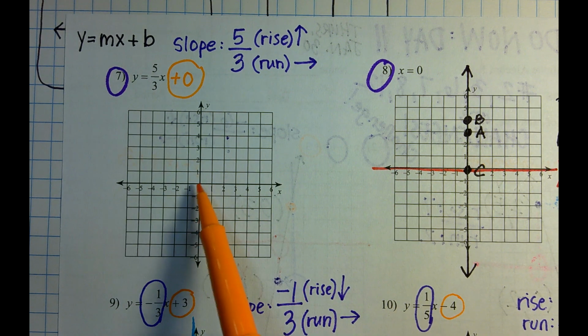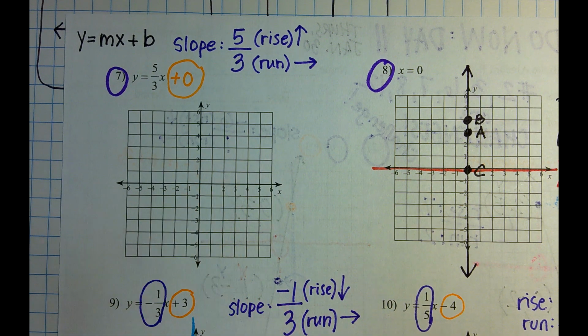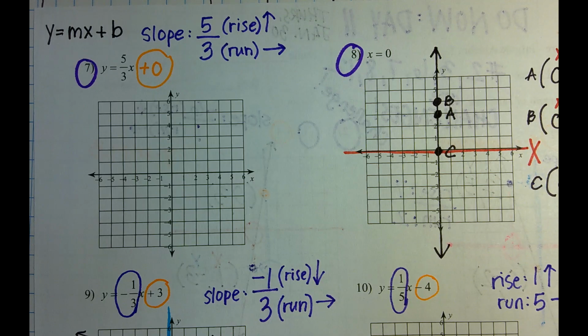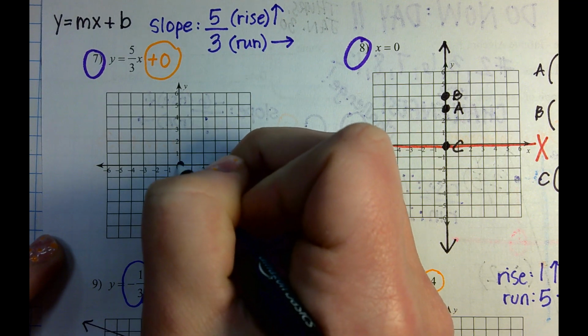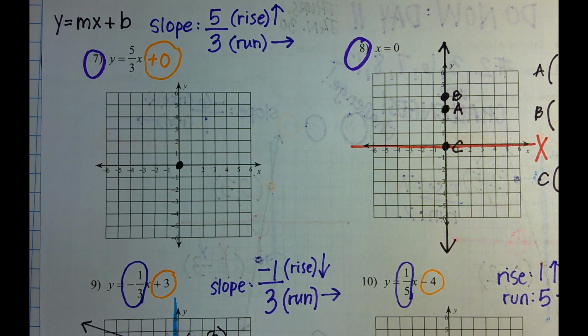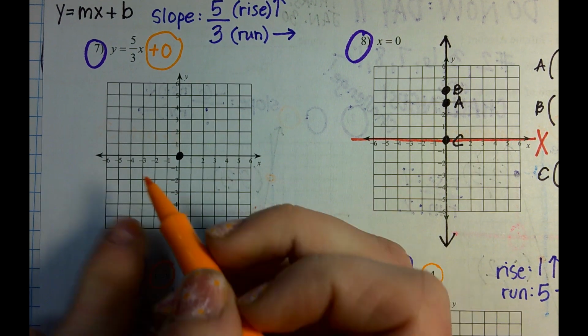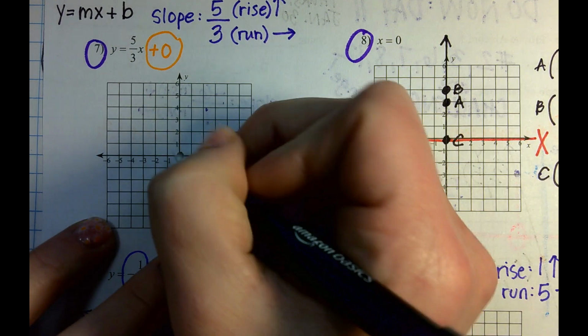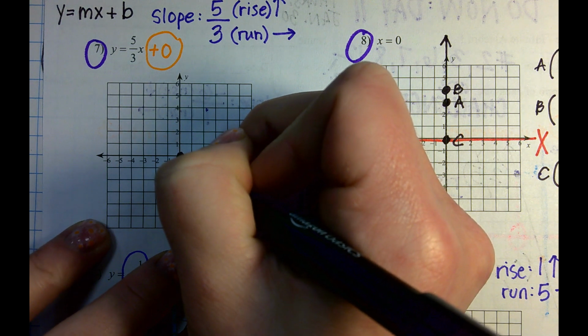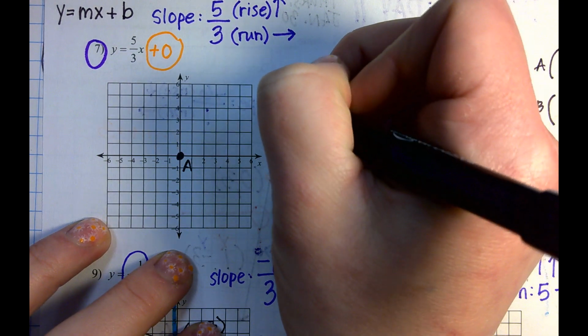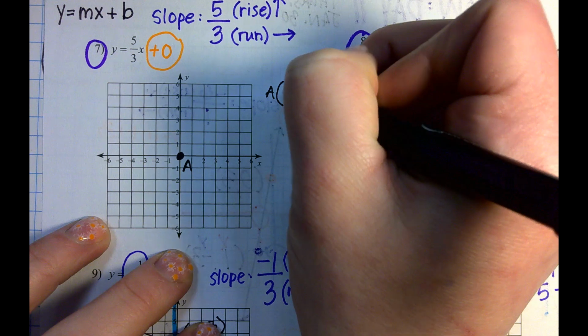At 0, at y equals 0. Very good. So we just start right here in the middle. So that first point, we'll call it A. Point A is 0, 0.